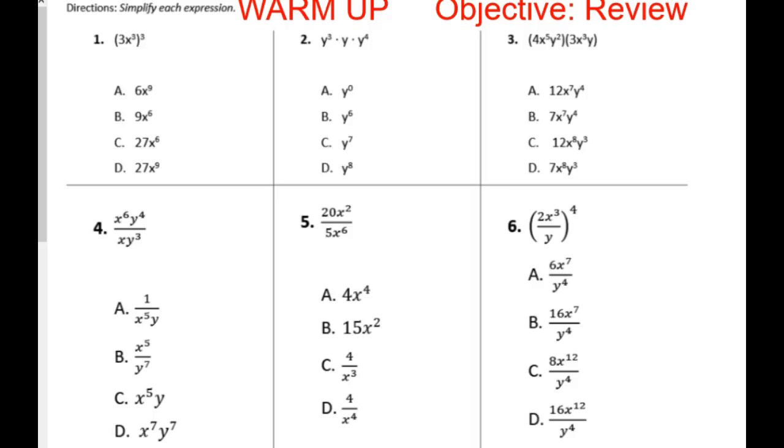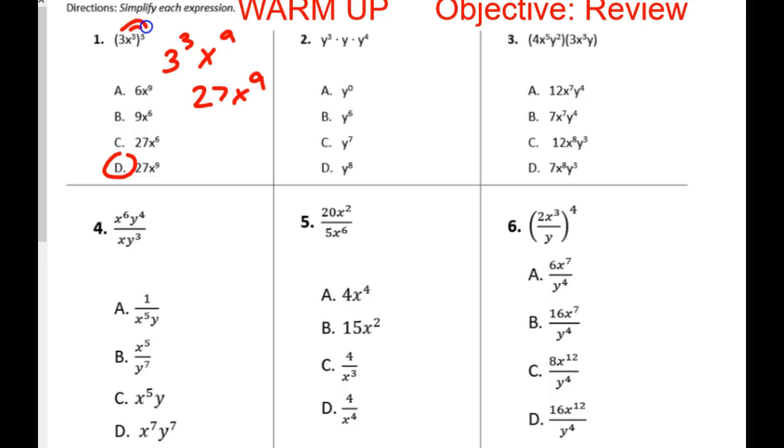So this warm-up is a review for our quiz today. We said you distribute the power. You get 3 cubed, and then 3 times 3 is 9. 3 cubed is 27. So we got D on number 1.